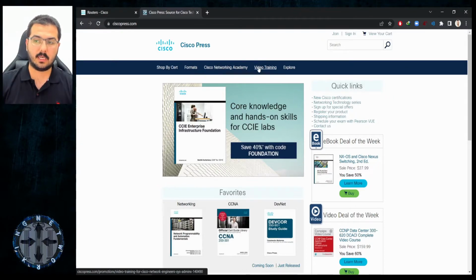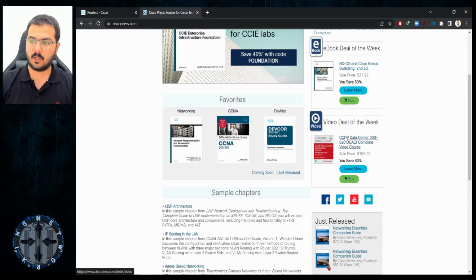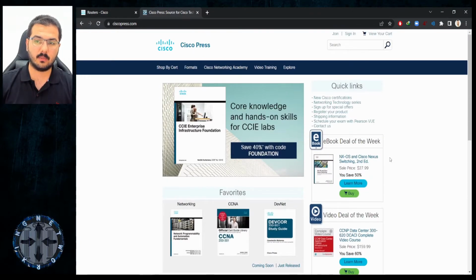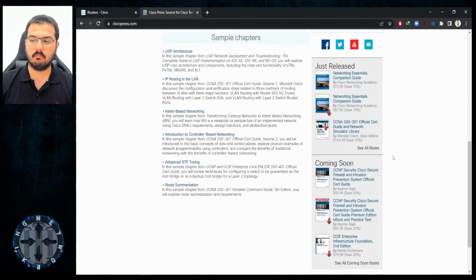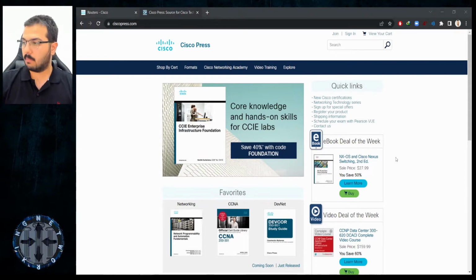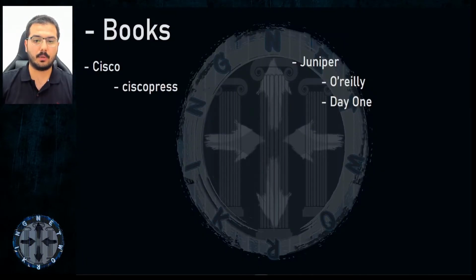So these two tabs here are for trainings, video trainings, like a CCNP data center complete video course for 160 right now. Now these are videos, but Cisco Press is famous for books rather than video trainings. They are considered for books more than they are considered for video trainings. Believe me, that's why you will see Cisco books in here, which are the best books written by humans on planet Earth so far. When it goes to Juniper Networks, they have two types of books.